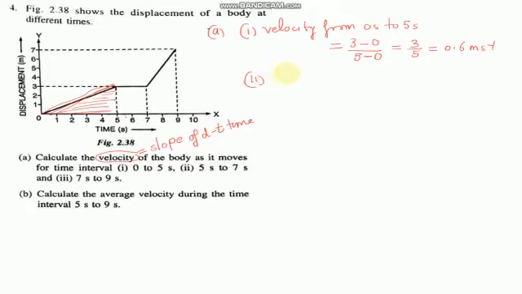Second comes, what is the velocity from 5 seconds to 7 seconds? 5 seconds to 7 seconds is this. Now whenever we have a straight horizontal line, that means the line is not making any angle with the x-axis. That means there is no perpendicular height. In that case the slope is always equal to 0. So if slope is equal to 0, that means the velocity from 5 seconds to 7 seconds is actually 0 meter per second. So whenever the line is parallel to the x-axis, the slope of that line is always 0.